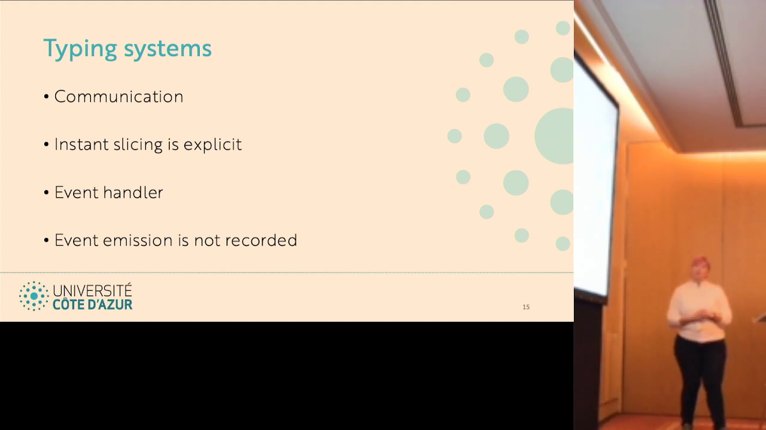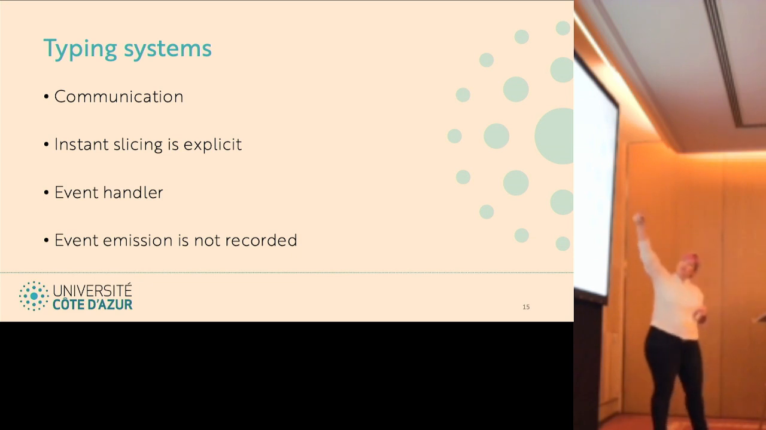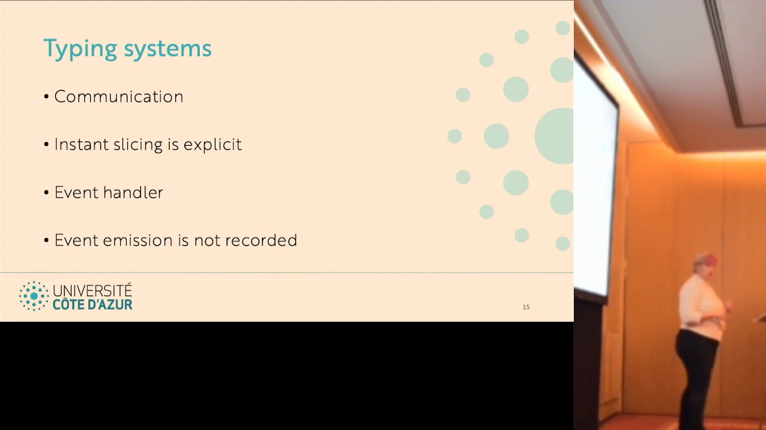So, the typing system. I won't get into details concerning communication, nothing new there. The things that are new are actually the event handler and the instance slicing. The instance slicing is explicit: we need to mark all of the pauses in the global type. As I told you before, we don't care about event emission, but we do care about alternative behaviors. In some sense, it's a sort of if-then-else, so we need to track the normal behavior and the alternative behavior.